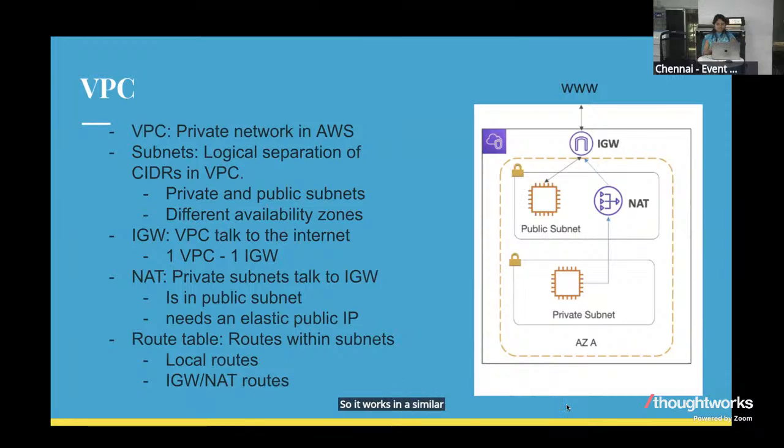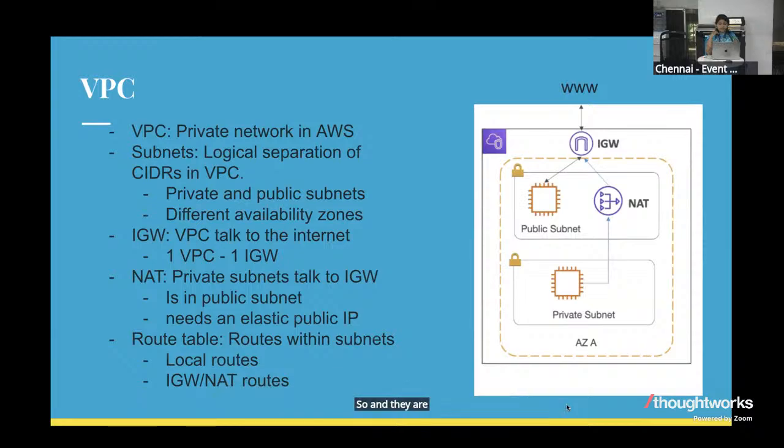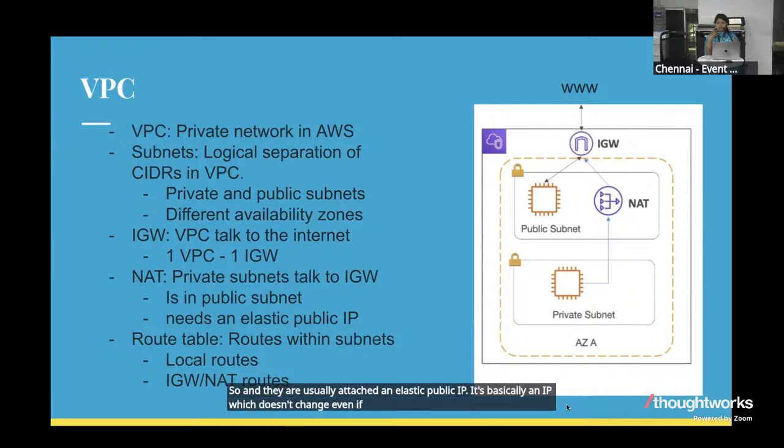So the instances or servers in the private subnets, if they want to talk to the external world, they will be using this NAT gateway, which is the extrovert, and resides in the public subnet, and that's how they are able to communicate to the external world. And they usually have an elastic public IP attached. It's basically an IP which doesn't change even if the server goes down and another comes up, so that the public subnet doesn't lose control over the NAT gateway, right?